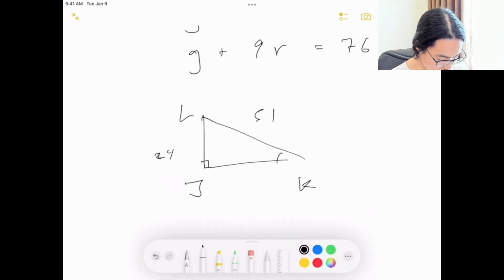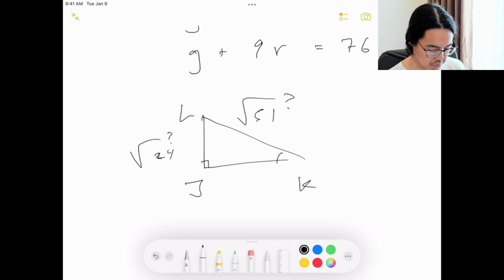So do I have to root these? I literally forgot. But I don't have to because I'm just looking for the cos. So that's literally the difference, right? So a squared plus b squared is equal to c squared. So 51 minus 24 is what? That is equal to 50 minus 23, which is equal to 27.